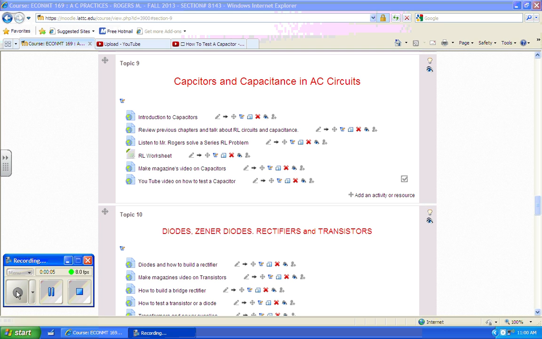We're going to talk about capacitors and capacitance in an AC circuit and the project in the lab that you're going to do with that. If you were looking at lab job number 6, first page, it says one of the objectives is to test for an open, shorted, or leaky capacitor using an analog VOMM.